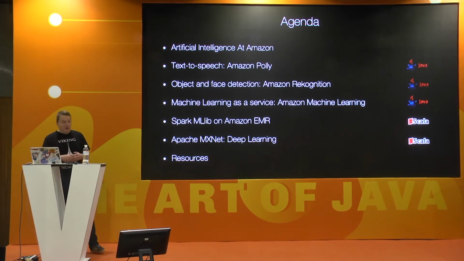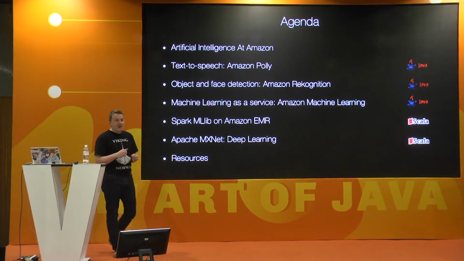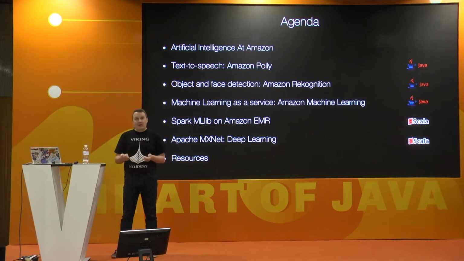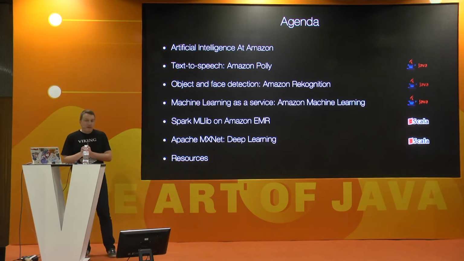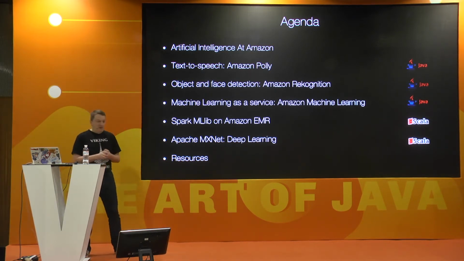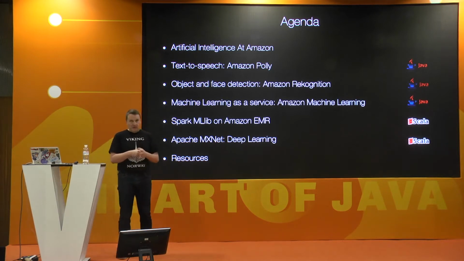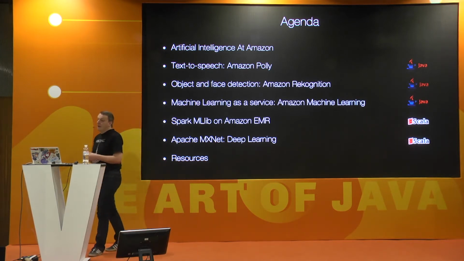Then we'll keep going down. We'll look at another service called Amazon EMR, which stands for Elastic MapReduce. And specifically, we'll run a notebook based on Spark MLlib for spam classification.